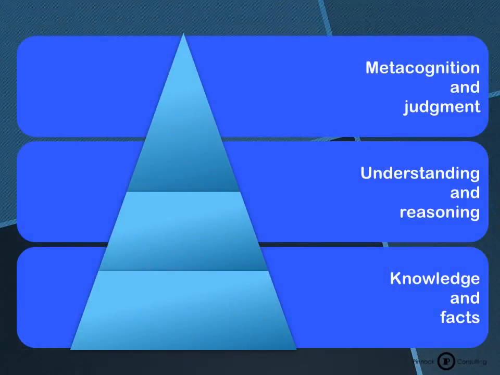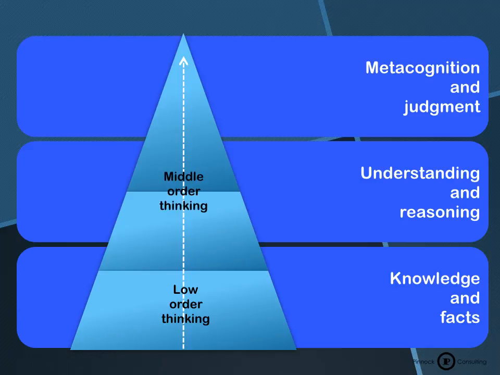The 3 cognitive levels that we need to make sure we include all the time are the low order thinking, which is the knowledge and facts, your middle order thinking, understanding and reasoning, and then of course the highest order of thinking, which is your judgment and your metacognition, your self-reflection on your thoughts.